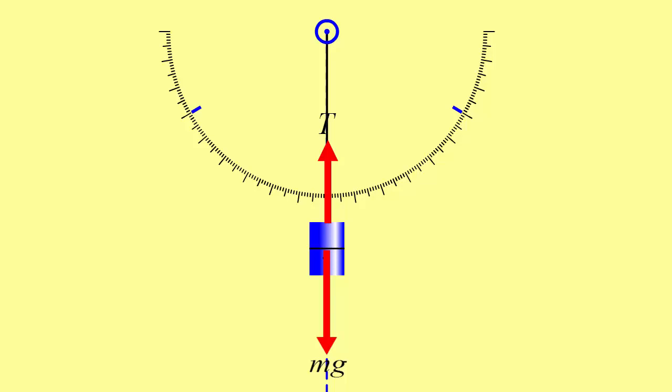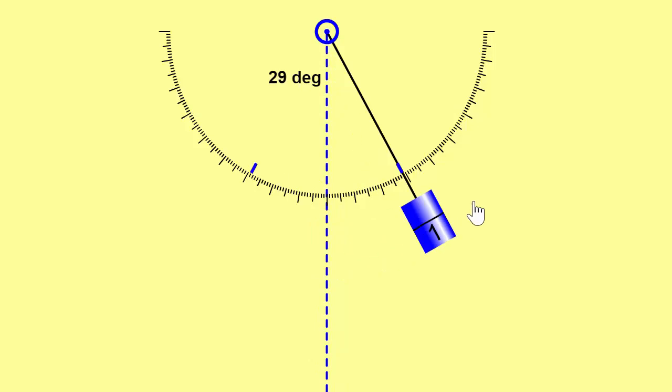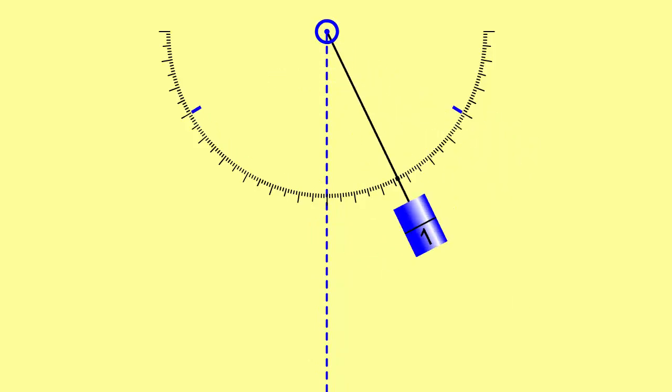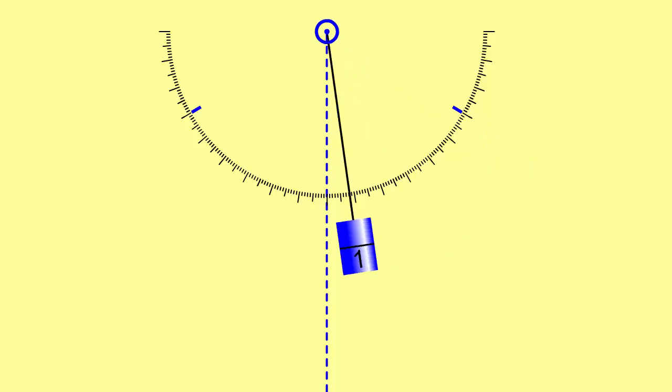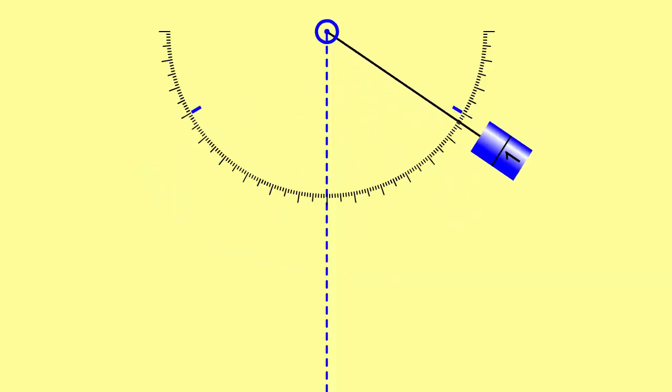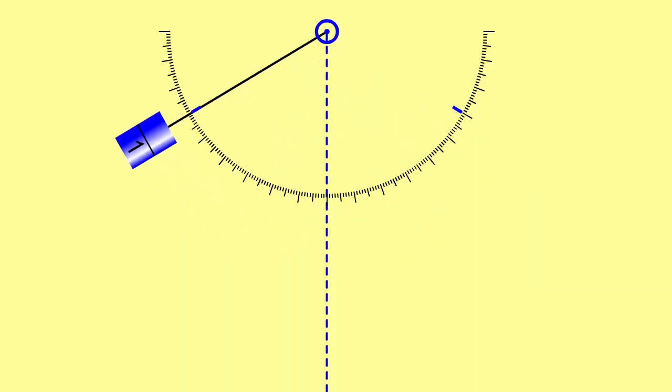Now let's raise the mass so that the pendulum is at an angle of 60 degrees from the vertical. Then let the mass go. We see that it will swing from side to side in simple harmonic motion. If it is an ideal system where there is no friction, then the pendulum will swing to the same angle on the other side.